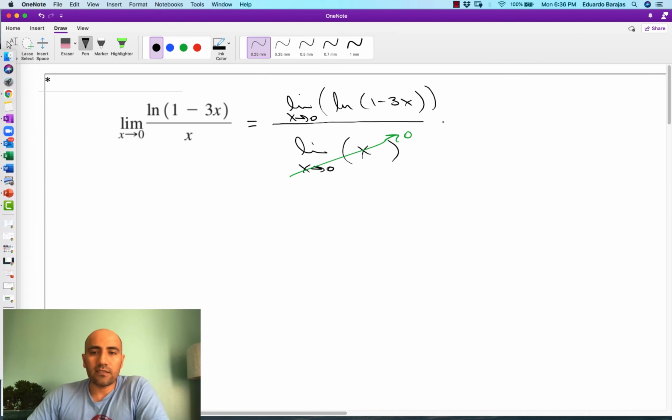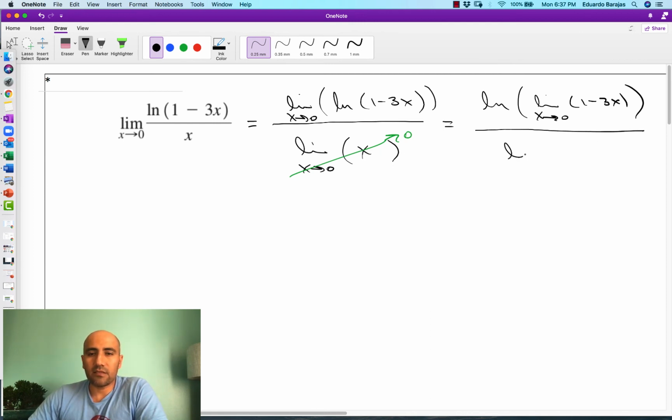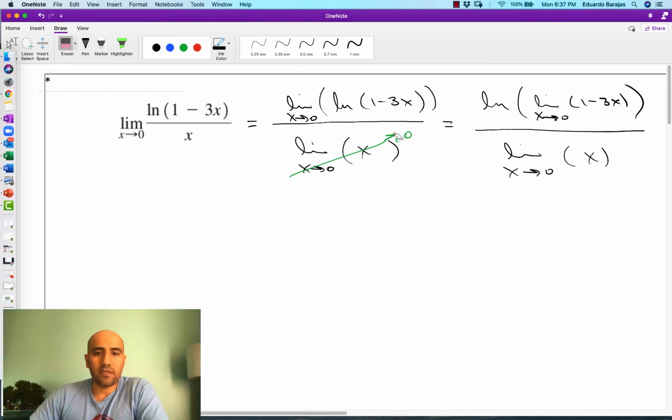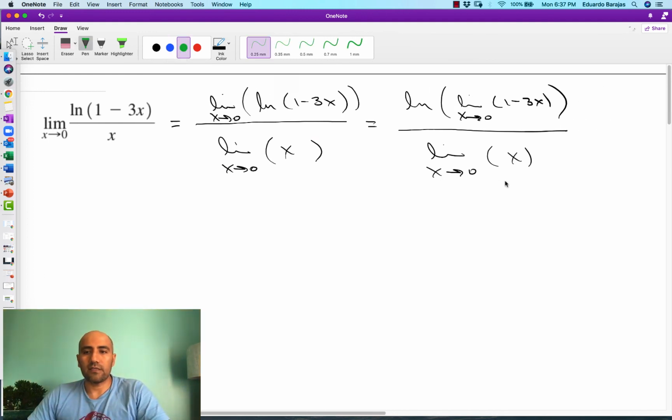Right? So this is equivalent to ln of the limit as x goes to 0 of 1 minus 3x, like that. So we just think about the limit inside the argument of the ln function. And it's going to be okay as long as this limit exists and the ln function is continuous at that limit. Okay, so let me rewrite this over here. And I'm just going to extend this and say that this is the limit as x approaches 0 of x. And we'll extend this over here, so that it's on the same line.